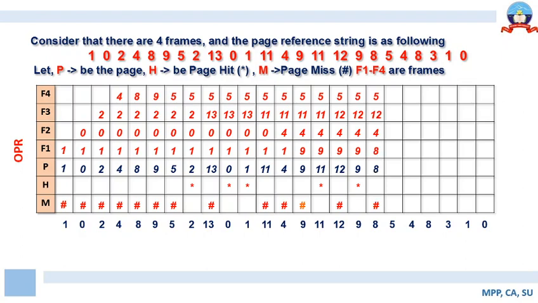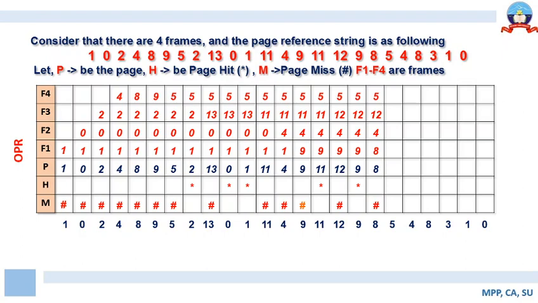After 9, there is a reference to page number 8. Since page number 8 is not available in the memory, I need to suitably replace either of these 4 pages, 5, 12, 4 and 9, by page number 8. On analyzing the page reference string, there is a reference to 5, there is a reference to 4, but there is no reference to 12 and 9. So I'll replace the oldest page, that is page number 9, by page number 8.